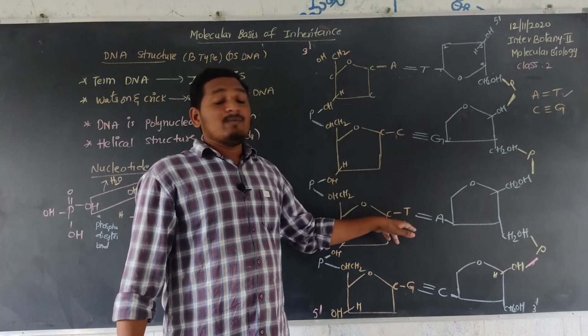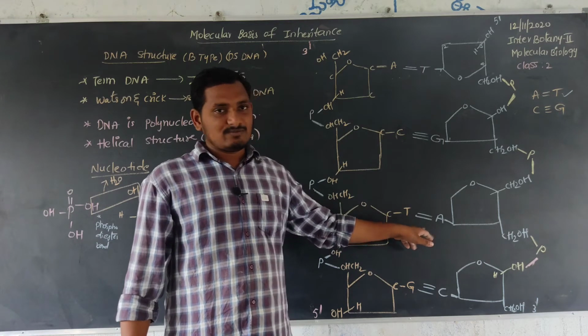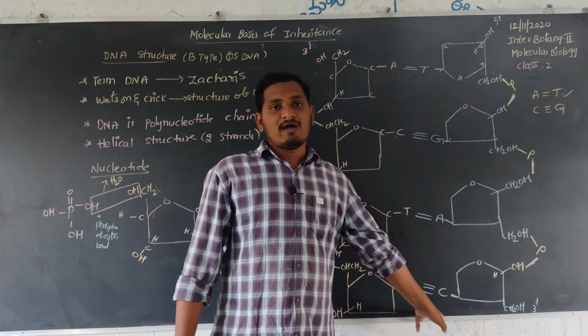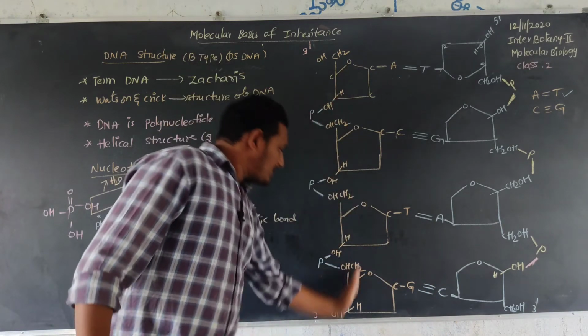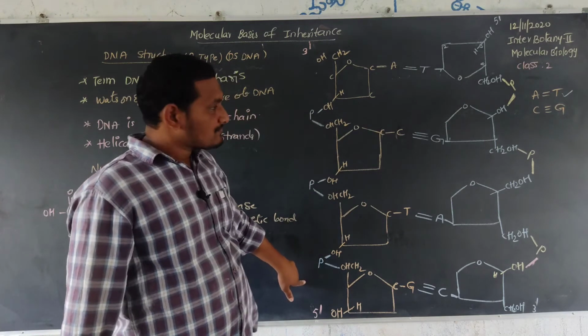Next, thymine always binds with adenine by double hydrogen bonds. Next, guanine always binds with cytosine with the help of triple hydrogen bonds. This is the pentose sugar. These are the phosphoric acids.